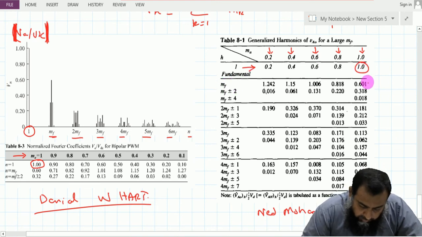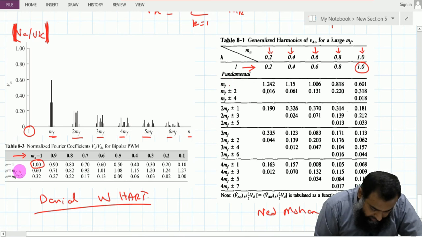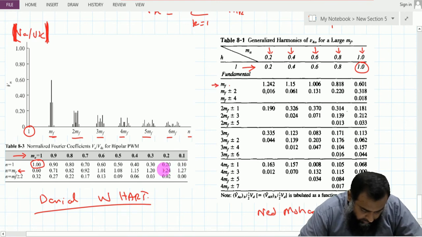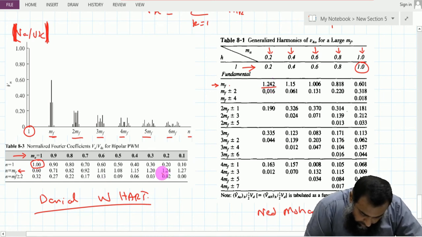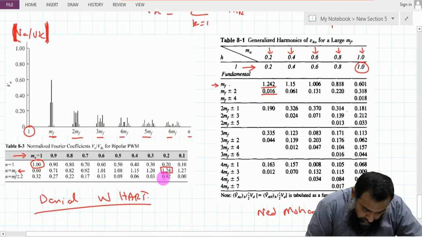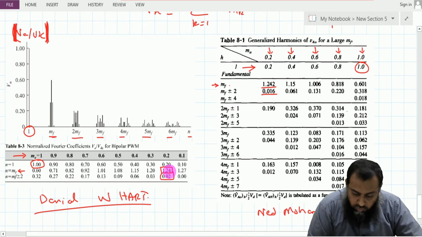Thereafter we have the first harmonic, which will appear at MF. So we have this N equal to MF here. For the 0.2, if MA is set at 0.2, then this is equal to 1.242, which is about 1.24. Then we have the next spectrum at MF plus minus 2, which is 0.016. So MF plus minus 2 is 0.016, and it is rounded off here as 0.02.